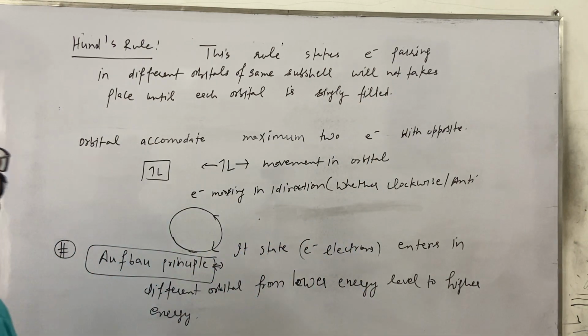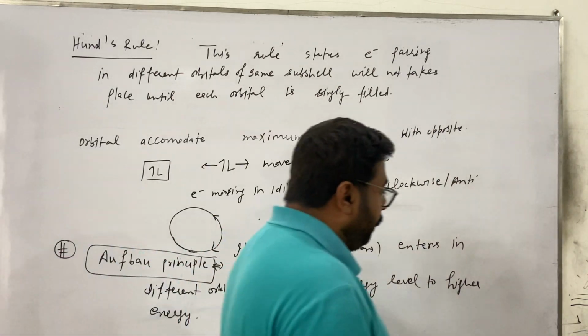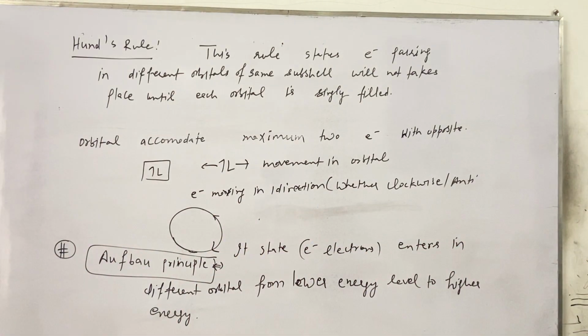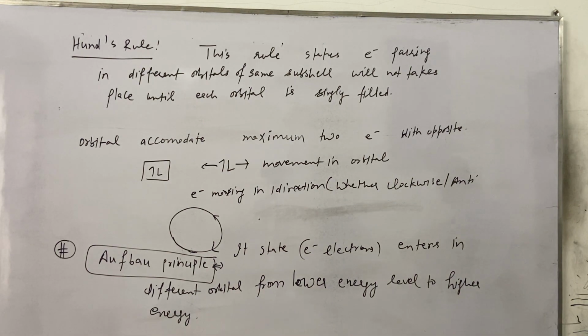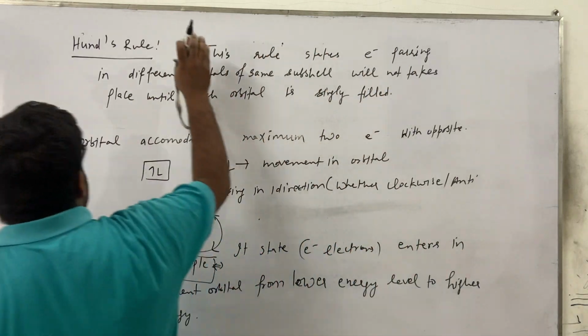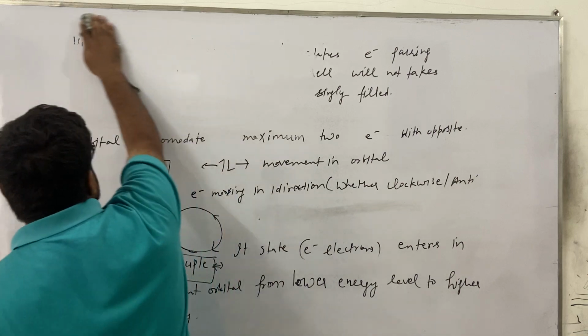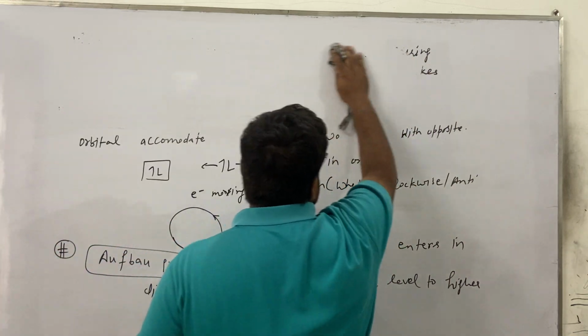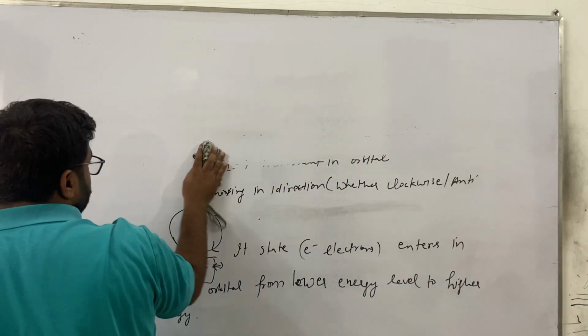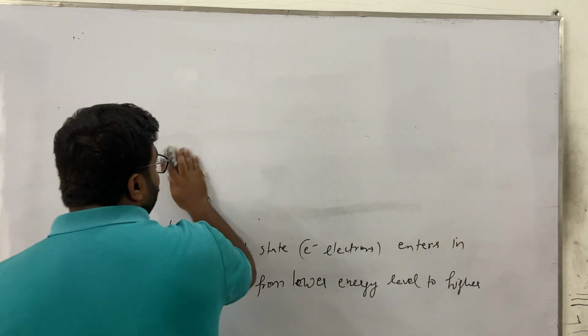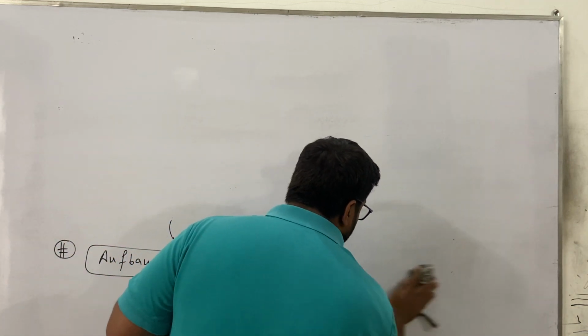We have to remember these three principles while we are doing electronic configurations. I will explain these rules once we do the electronic configurations of different elements. Now we will start from the energy level diagram. We will start with the electronic configuration of different elements.